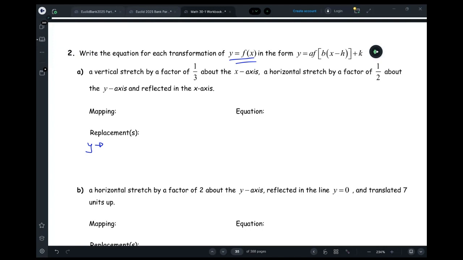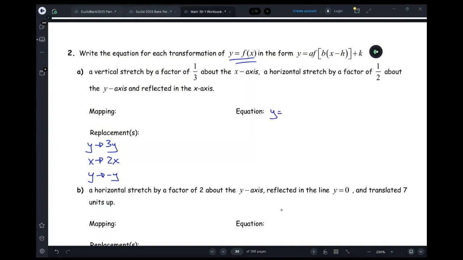If I stretch something vertically by a factor of 1/3, I'm replacing y with 3y. And then a horizontal stretch by a factor of 1/2 means I'm going to replace x with 2x. And then a reflection in the x-axis. I've got to think about that. A reflection in the x-axis is a vertical reflection, so I'm going to replace y with negative y. I'll just do this little by little here.